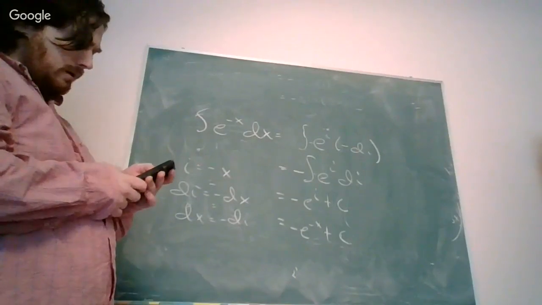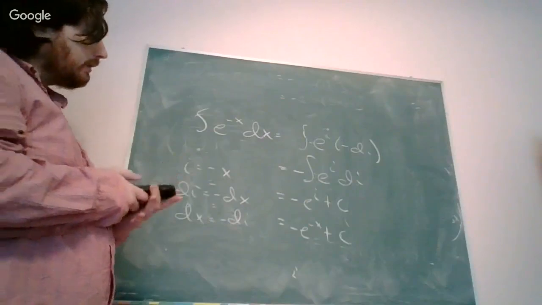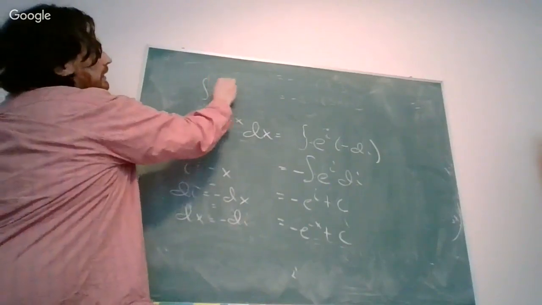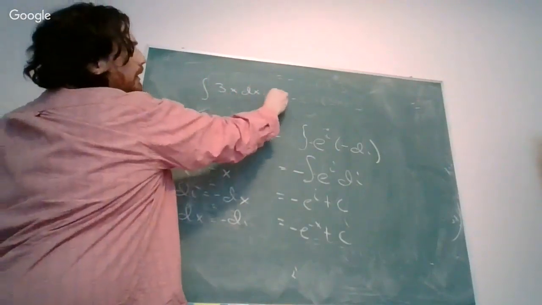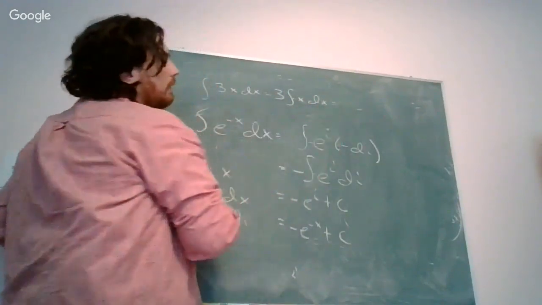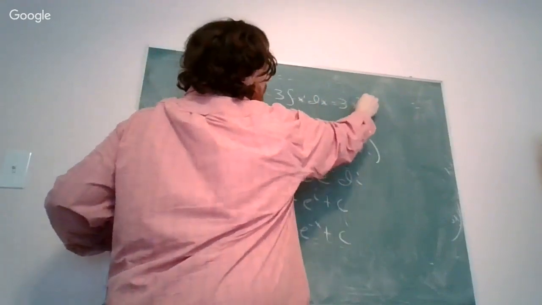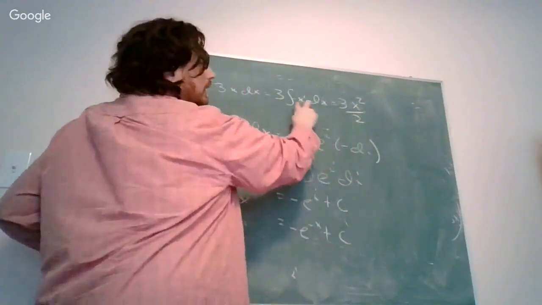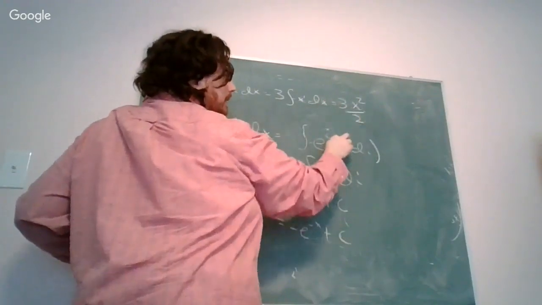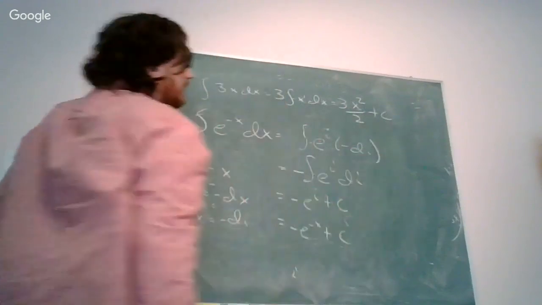I'm not sure what the next one is, so I'm looking it up real quick. Oh, the integral of 3x dx. Remember, we can pull the 3 out. And then we have a power rule. So this is x to the 1. So I get 3x squared over 2. Add 1 is 2, divide by the new exponent 2. The 3 stays. 3x squared over 2 plus c.